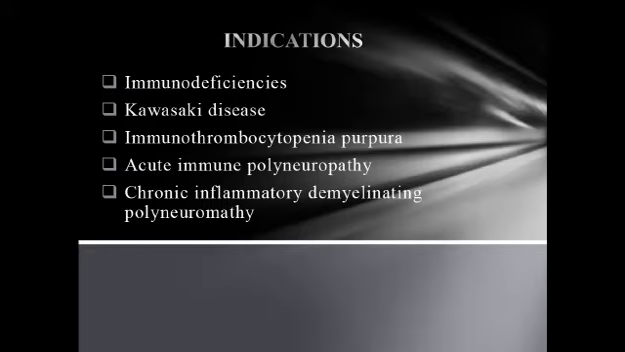Fourth, acute immune polyneuropathy. It's an autoimmune process characterized by weakness and mild sensory changes. Fifth one, chronic inflammatory demyelinating polyneuropathy. It is a neurological disorder, inflammation of nerve roots and peripheral nerves, and destruction of the fatty protective covering, that is, the myelin sheath of nerve fibers.